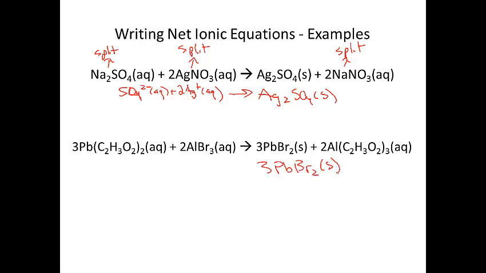Start with my solid. This is why you have to know that this is a precipitation reaction. If you didn't know, then you couldn't just make the steps like that. Here it's 6 Br minus plus 3 Pb 2 plus AQ. Why is it 6 Br minus?